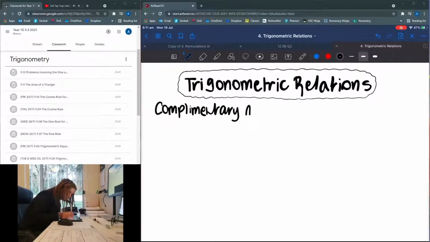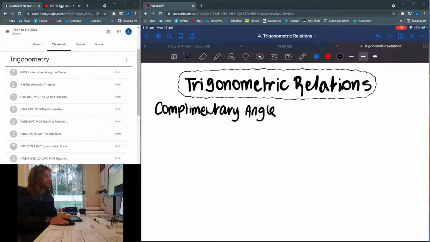Now I hope that you remember what a complementary angle is. Side note, we have to play hip hop radio, because if I play Spider-Man, then I'm probably going to get a copyright strike and I won't get any audio on this, so there'll be a huge waste of time.